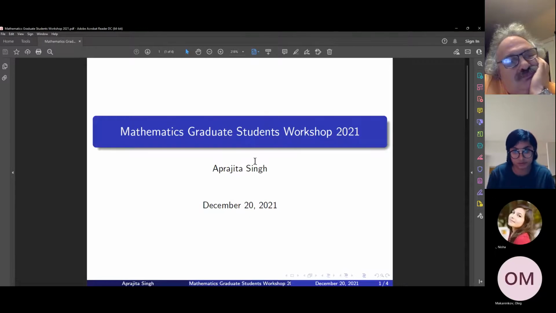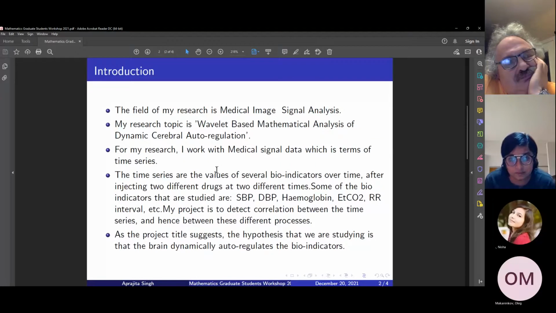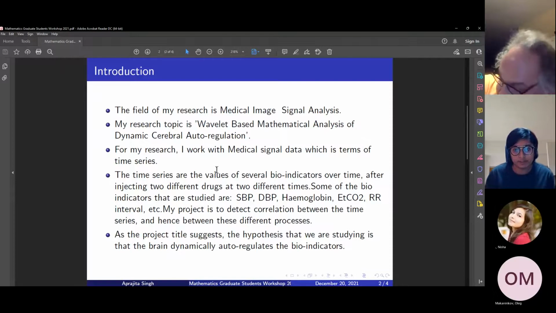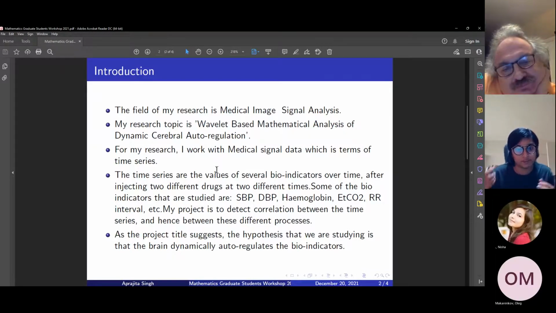I'm a fourth year PhD student. I started my PhD back in 2018, and my research is in the field of medical image and signal analysis. My research topic is wavelet-based mathematical analysis of dynamic cerebral autoregulation. What this basically means is that our aim is to use a wavelet-based method to study how the brain auto-regulates all the different bioindicators of the body.